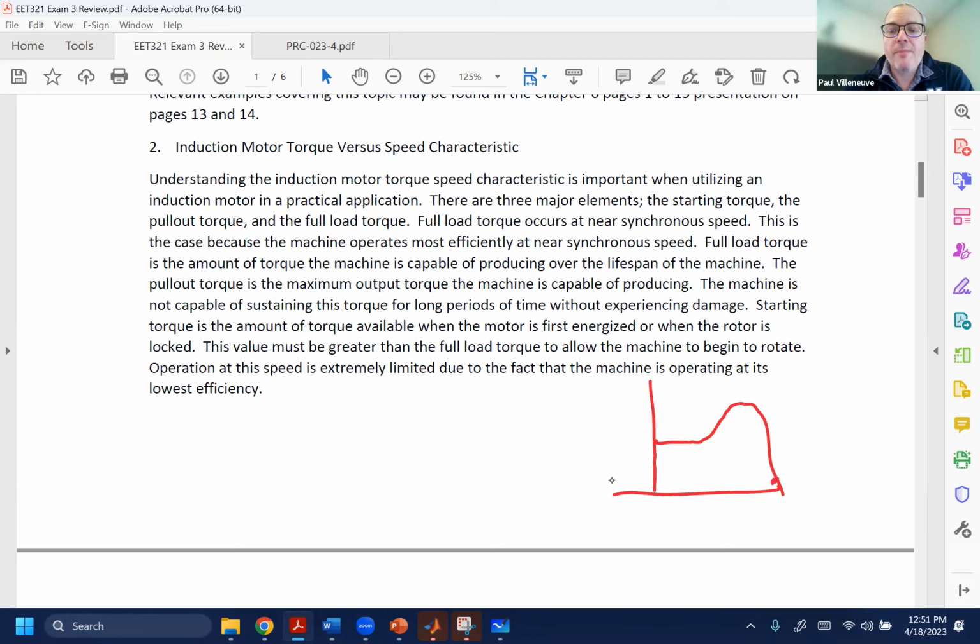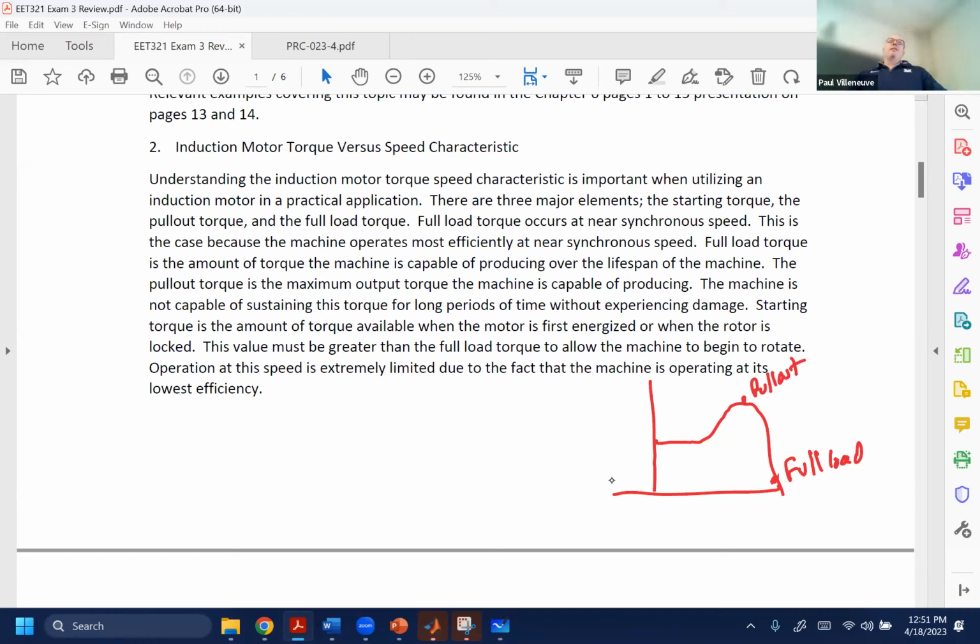We were usually operating way down over here because our slip is very low, 1, 2, 3%. That's when our motor is operating at its highest level of efficiency. It has more output torque capability. So this is the full load value. Our pull-out value, this is maximum torque capability.